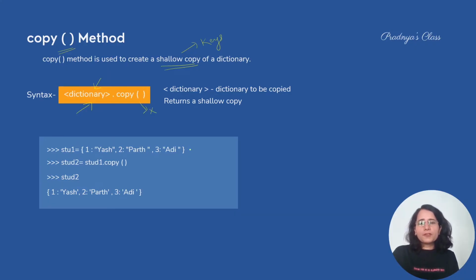So here is the first dictionary, student1, and I want to create a copy of it. So I am applying the student1.copy method and storing it in the new dictionary. So the new dictionary got created and we got this output internally. Only the keys got copied, not the values.